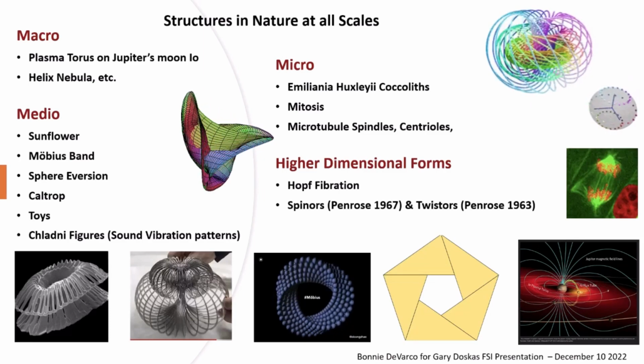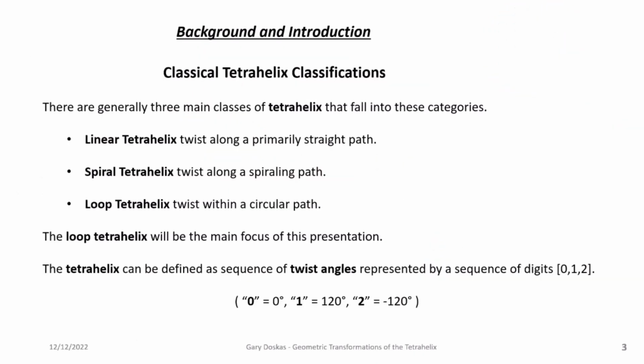All right, thank you, Bonnie. Now I'm just going to jump down to some of the basics and go through a step-by-step discovery process, and we will progress to the loop transformations themselves. Generally, there are three main classes of Tetrahelix that I work with: a linear Tetrahelix, a spiral Tetrahelix, and then these loop Tetrahelix, which twist along a circular path that you'll see. The loop Tetrahelix is the main focus for this presentation.